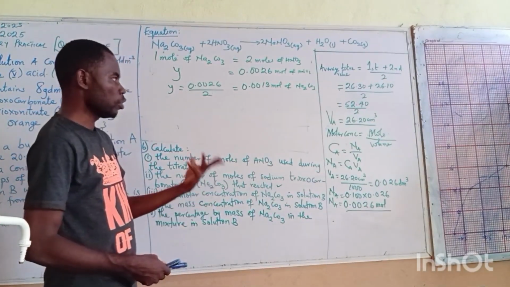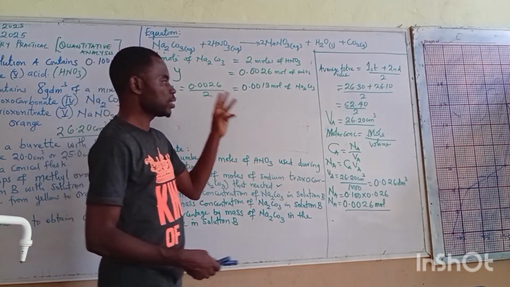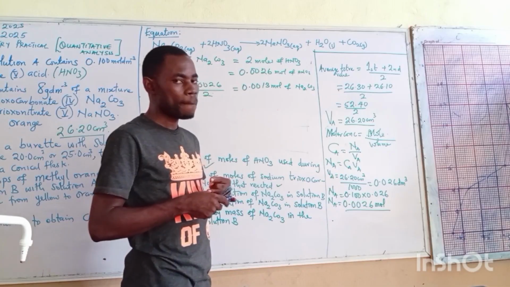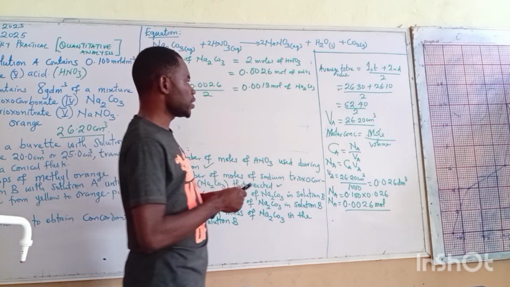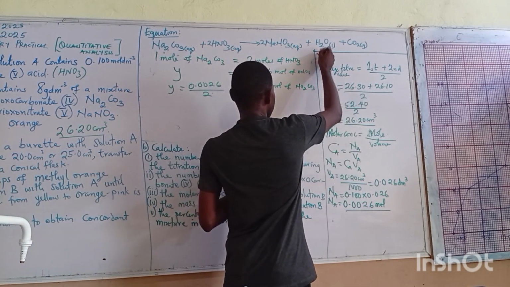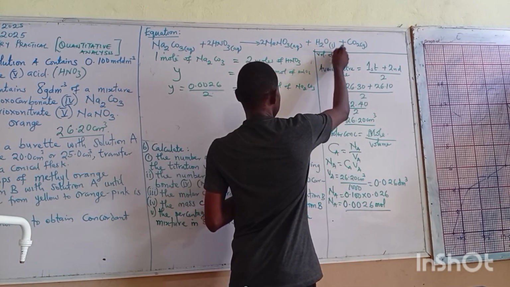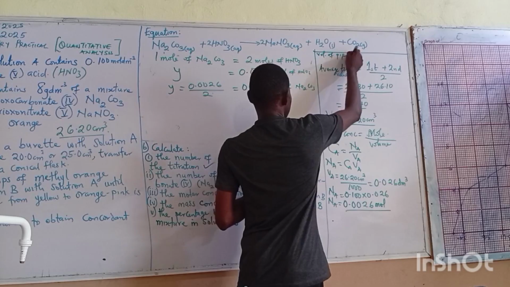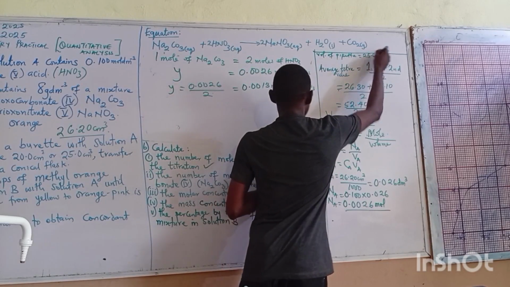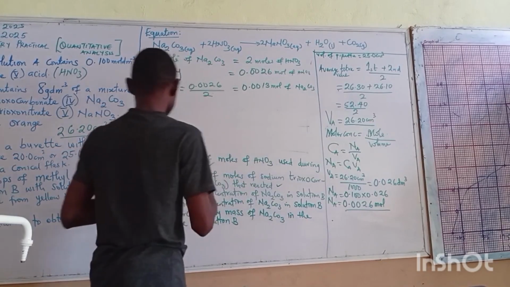The volume of base is the volume of pipette. Normally, in my exam, I need to state what I'm using. I'm using volume of pipette as 25.0. Please take notice, it must be there. You must put all those things there. The volume of pipette I'm using is 25.0 centimeter cube. Now, go to number 3 to find.